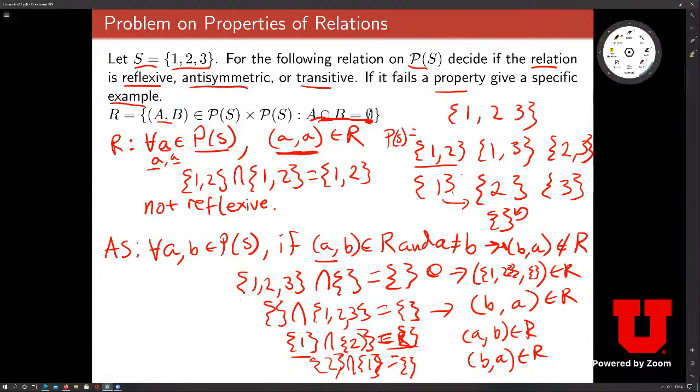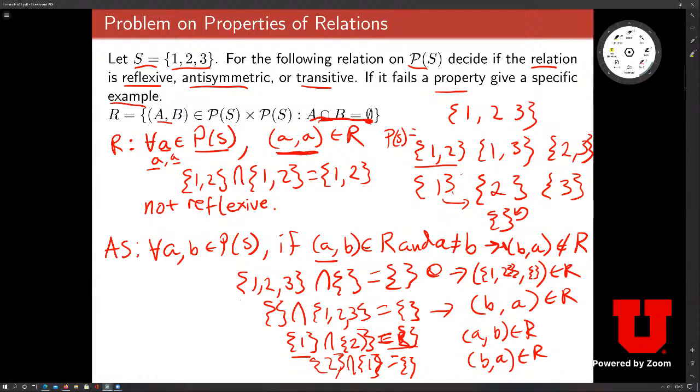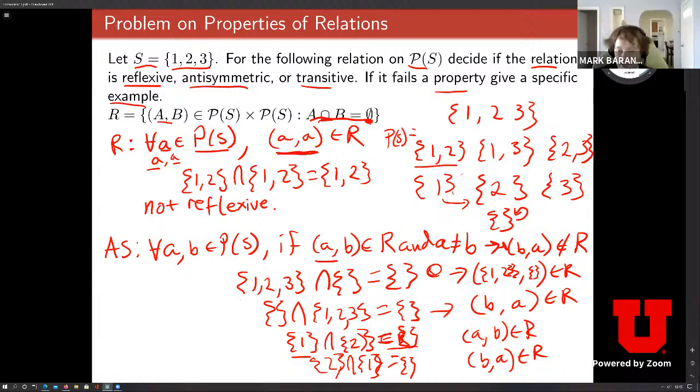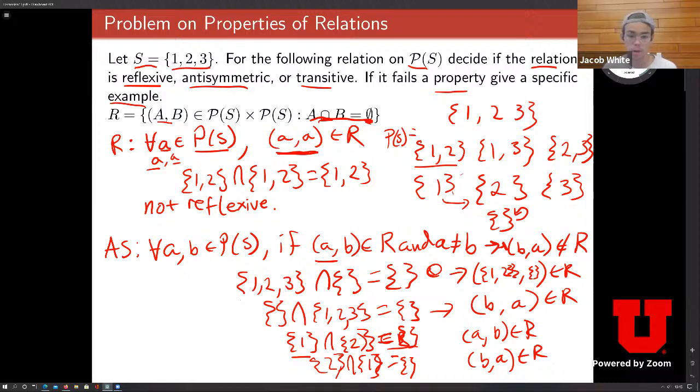Okay, and this does not prove it being symmetric because symmetric must hold for all cases. Yes, we did not prove symmetry. We just gave an example of an element in the relation that is demonstrating the symmetry property, but that doesn't show that it's symmetric. Does that make sense? Yes, this makes sense.